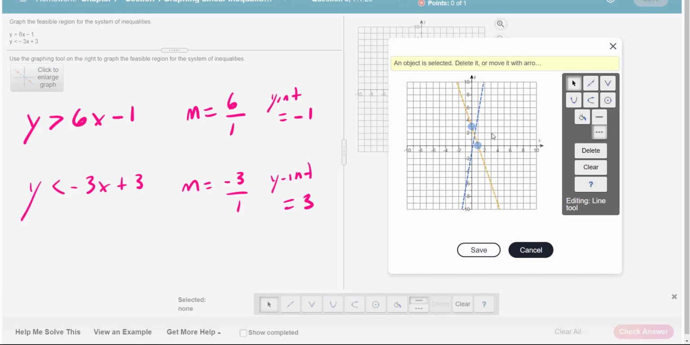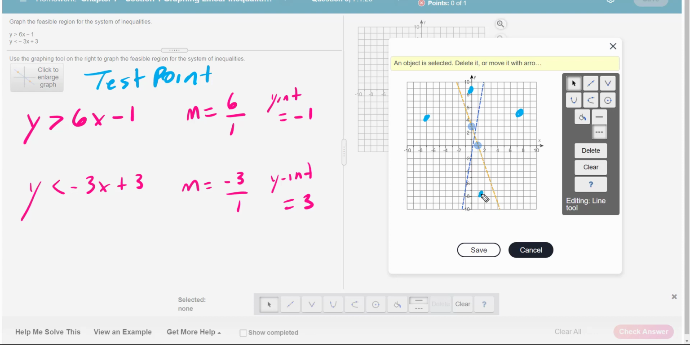Okay, so the problem is where do I know where to shade? I mean, that's kind of the big issue. What you want to do is use what they call a test point. A test point is if I'm here, does it work for both equations? Or, I'm sorry, inequalities, or if I'm here or here.